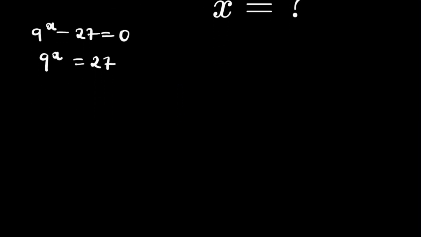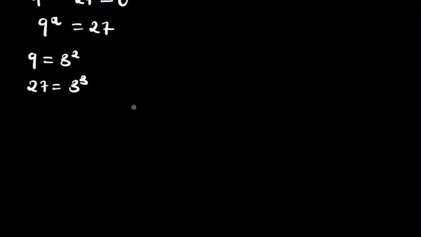Okay, so now I'm going to express 9 and 27 each as a power of 3. 9 alone can be expressed as 3 to the power 2. That is the way we can express 9 as a power of 3, and 27 can be expressed as 3 cubed. So now I'm going to put it back into our original equation. So 3 squared into x equal to 3 to the power 3.